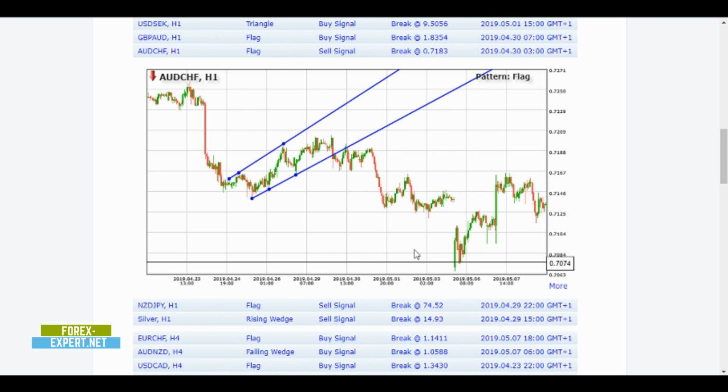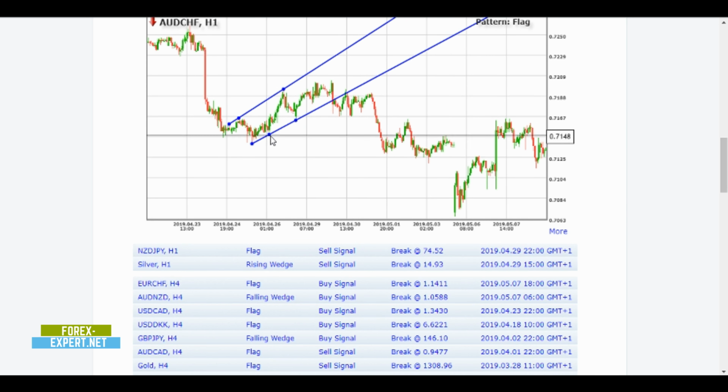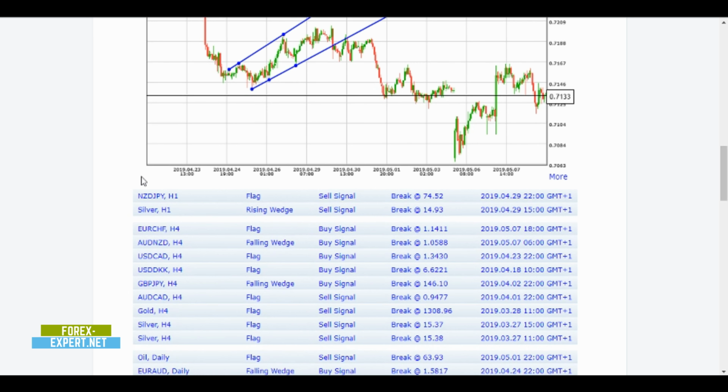So always protect your trades with a stop loss. Don't put the stop loss just behind the trend line. And as you can see here, the touching points are far away from each other.